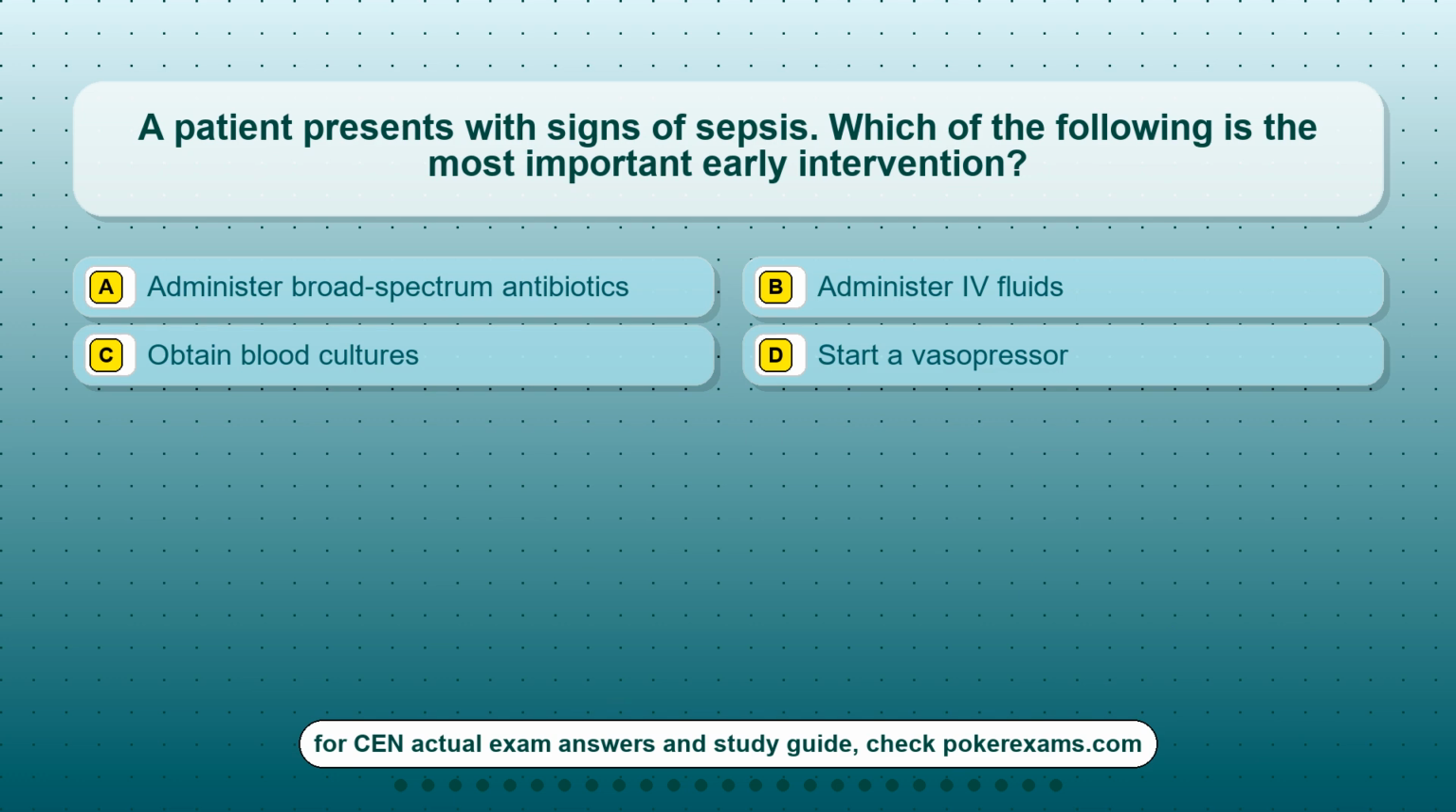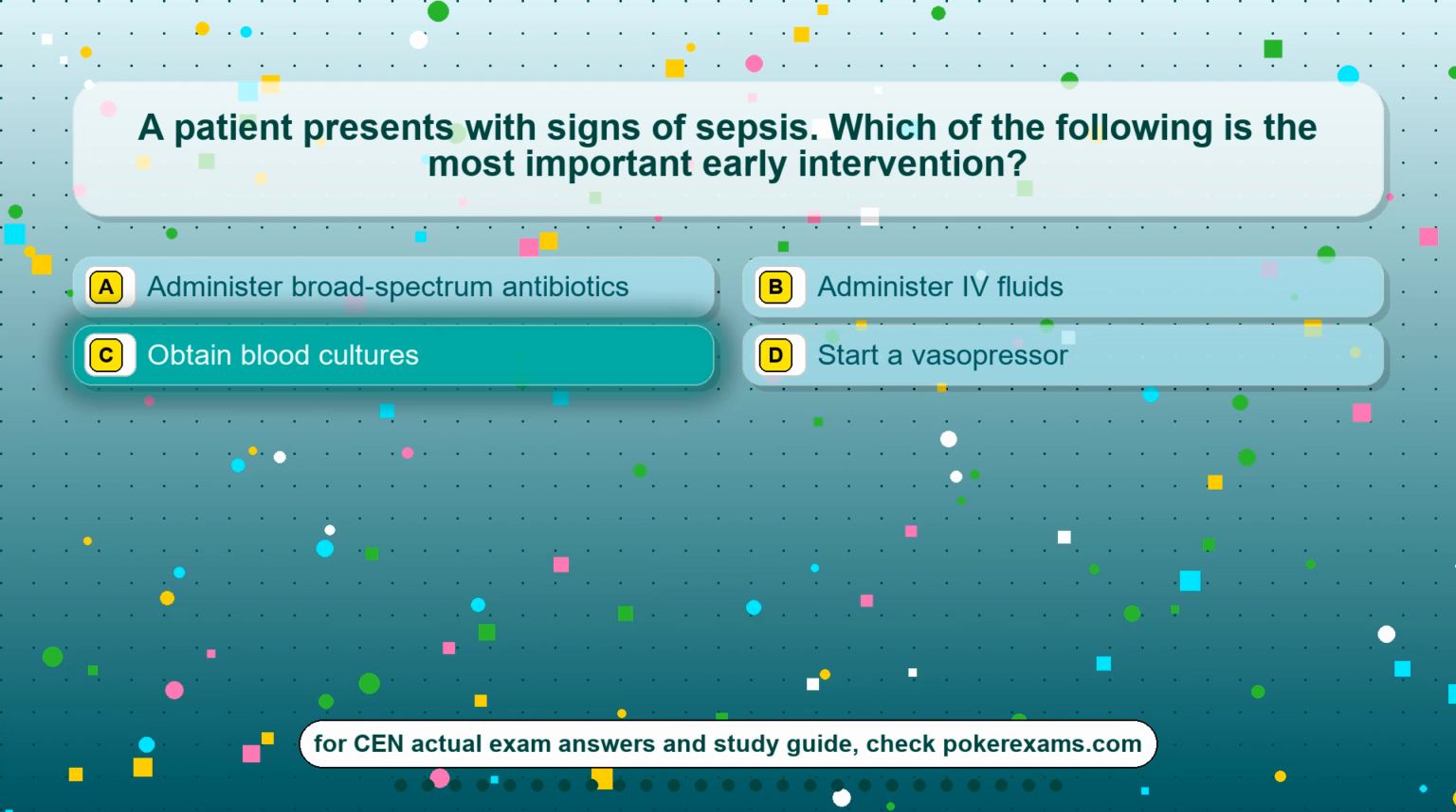Question 14. A patient presents with signs of sepsis. Which of the following is the most important early intervention? Option A, administer broad-spectrum antibiotics. Option B, administer IV fluids. Option C, obtain blood cultures. Option D, start a vasopressor.